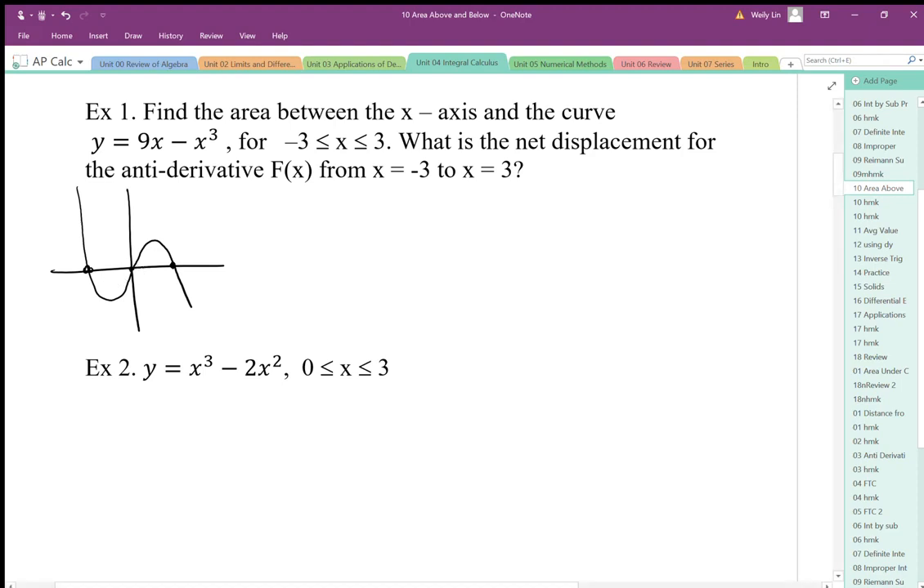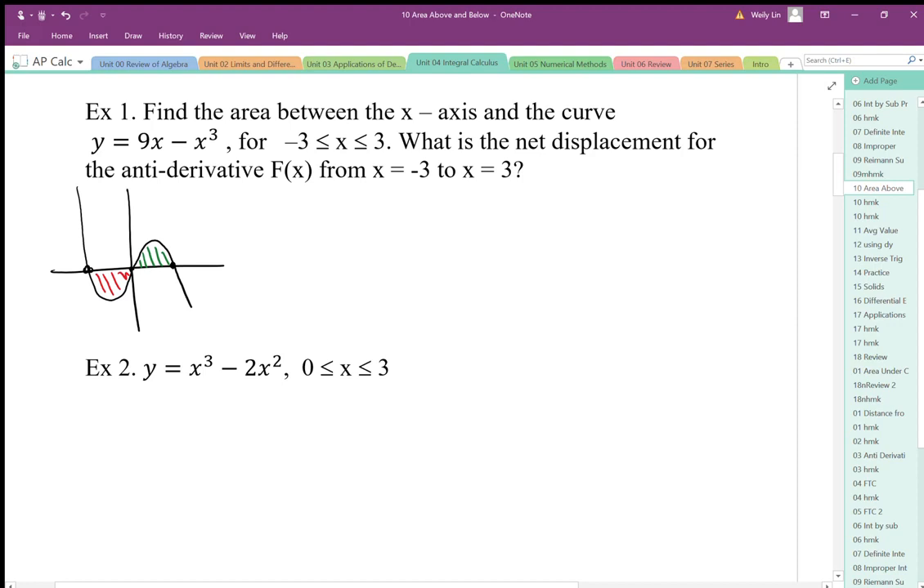So we can probably figure out the net displacement just by looking at it, by inspection. The net displacement from -3 to 3: if we look at the area above the curve here and the area below the curve here, based on the symmetry of the graph, we should expect it to be 0. That's because it should be the net displacement. So let's check this out.